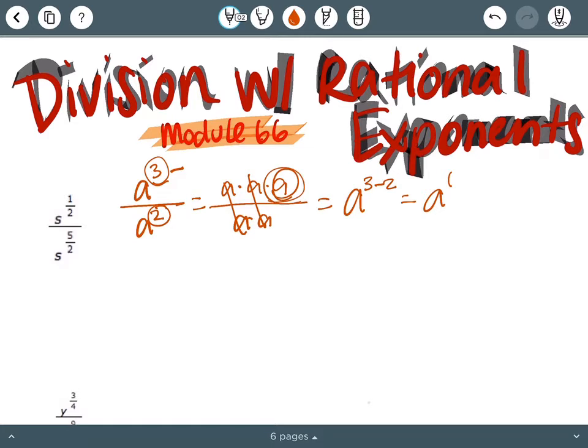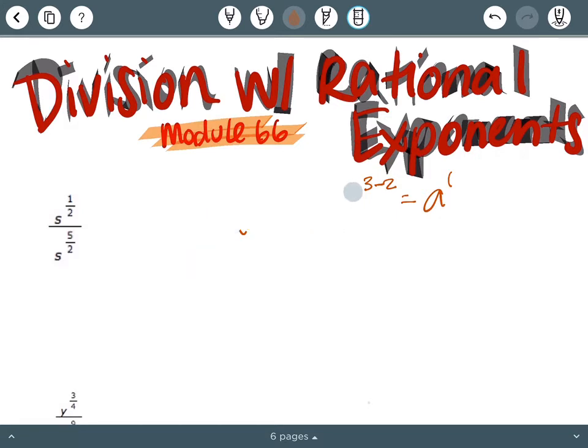We know that anytime we have division and we're using exponents, we're really thinking about subtracting. That's going to be our goal for today. So when I see this, exactly the same thing is going to happen. I'm going to have s to the 1/2 power minus the 5/2, just like that.